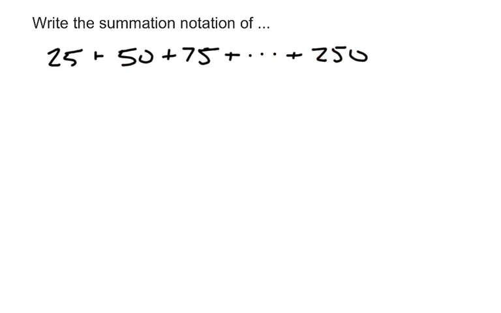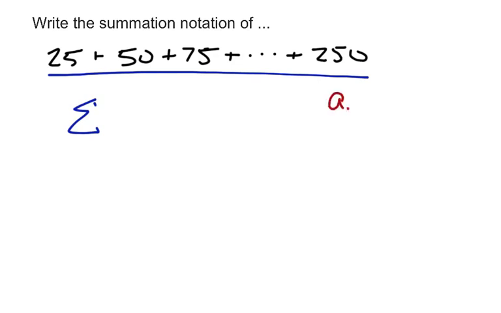Sometimes we got to work backwards, though. Here we have the sum. Let's write the summation notation for it. So we're going to start with our sigma. And the thing we have to do before we can even really start filling this in is to look at our sequence. And our sequence starts with 25, 50, 75.